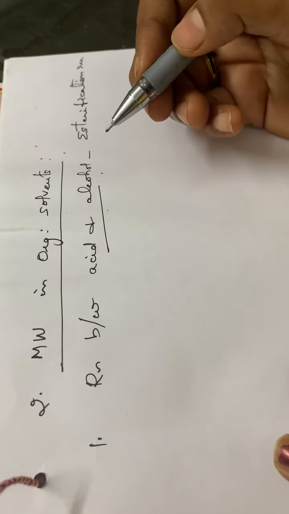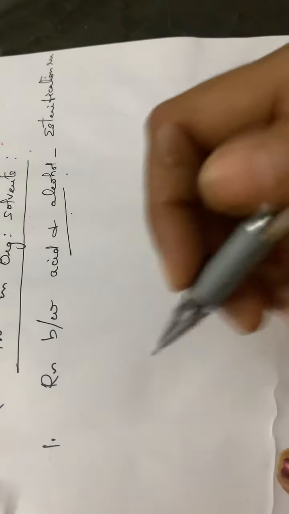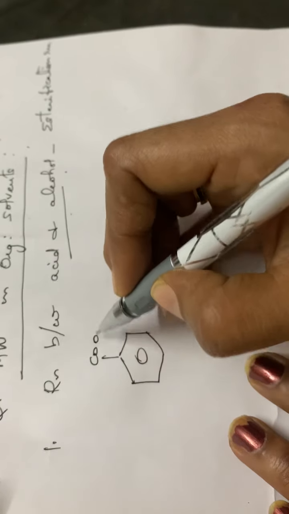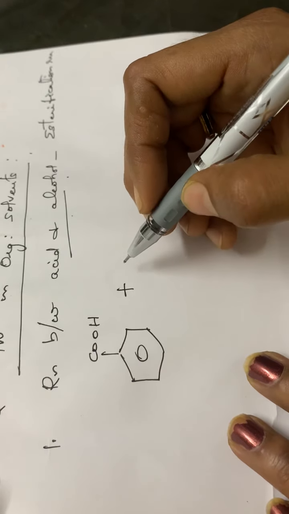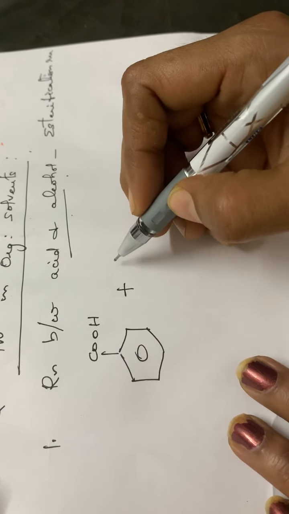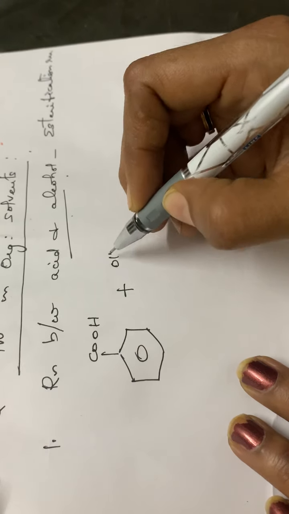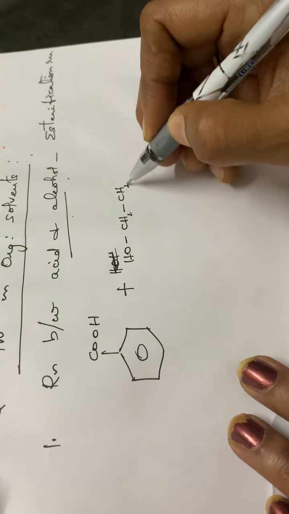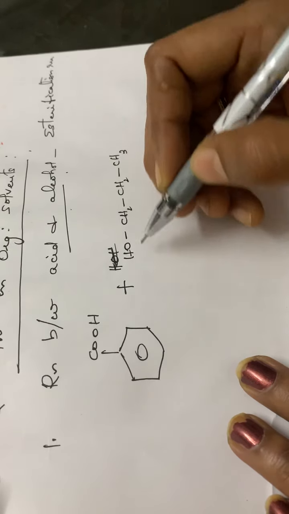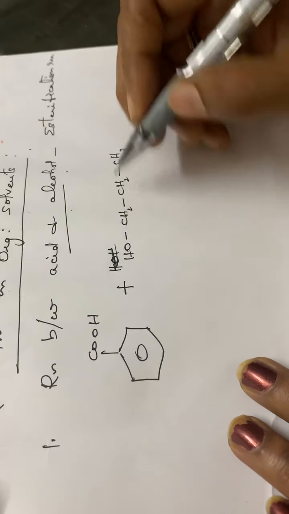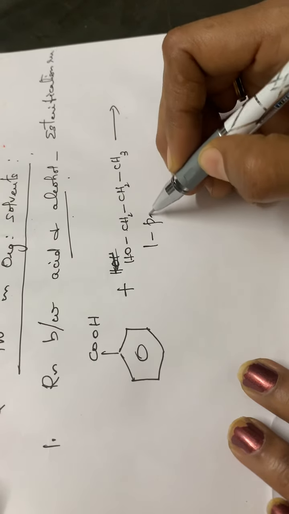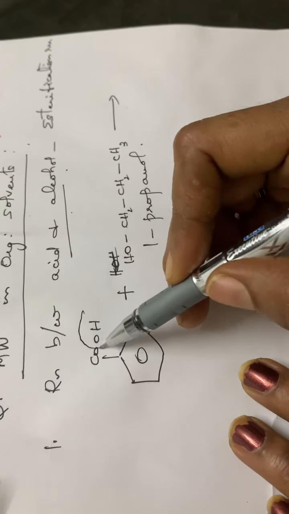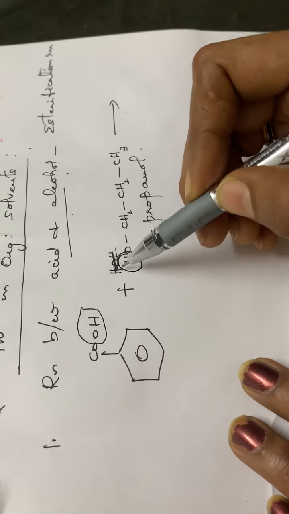It's an esterification reaction. First write the acid, C6H5COOH, that is benzoic acid, plus an alcohol, for example propanol, CH3CH2CH2OH, 1-propanol. This is benzoic acid.